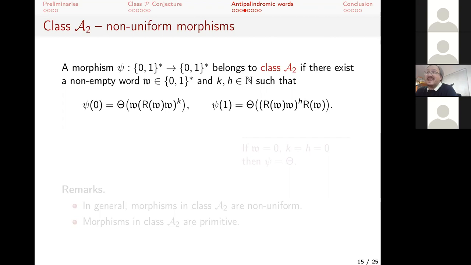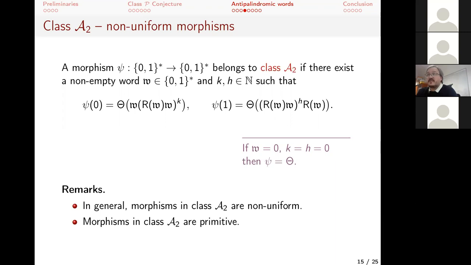So the definition definitely does not look nice, but for example, if you take K equal to H equal to zero, and if you take W to be just a word of length one, or better said, a letter zero, then this morphism psi in our class A2 coincides with Thue-Morse's morphism. So for example, Thue-Morse's morphism is in this class A2. Morphisms in this class in general are non-uniform. So this is the first difference from the class A1, because K and H can be of different length, or can be different numbers. And similarly to class A1, all morphisms in this class are primitive.